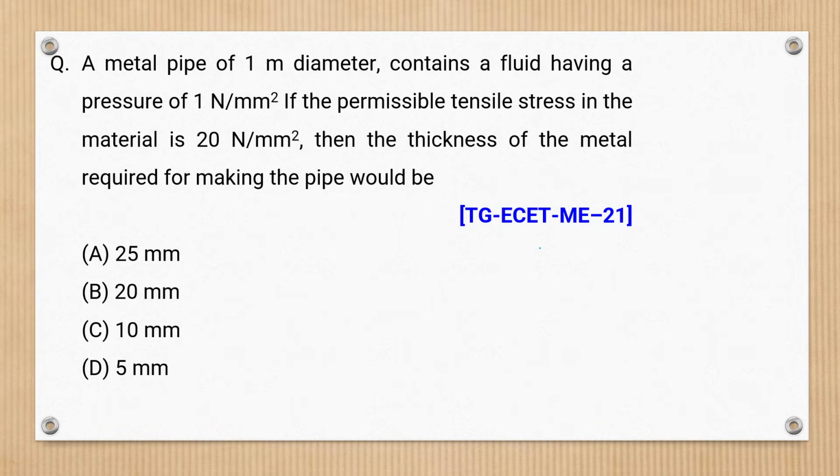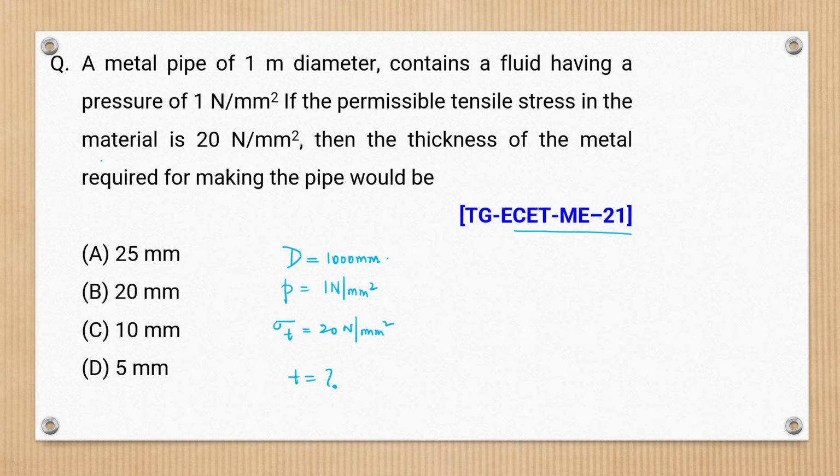This is a question from the ECET 2021. Here it says the metal pipe of 1 meter diameter. So diameter is equal to 1000 mm and fluid pressure, that is P, is equal to 1 Newton per mm square. If the permissible tensile stress, that is sigma T, is equal to 20 Newton per mm square, the thickness of the material is dash.